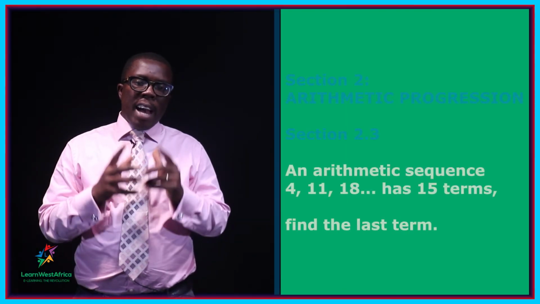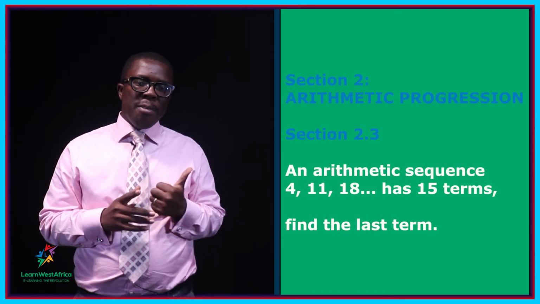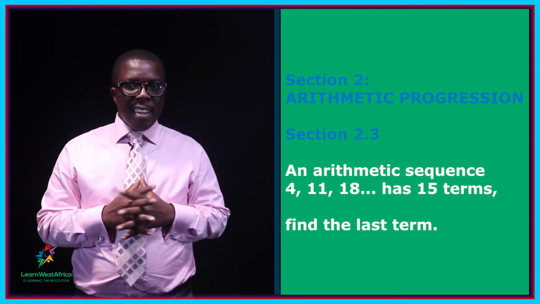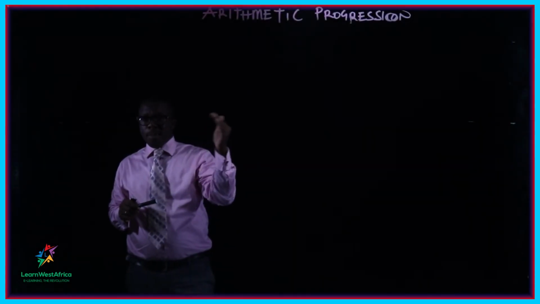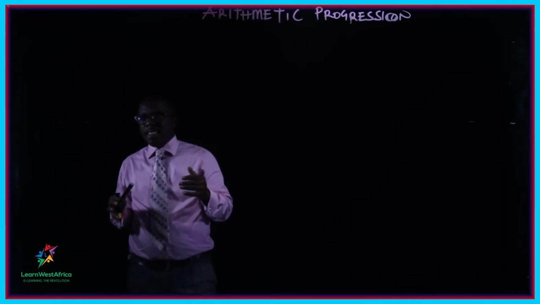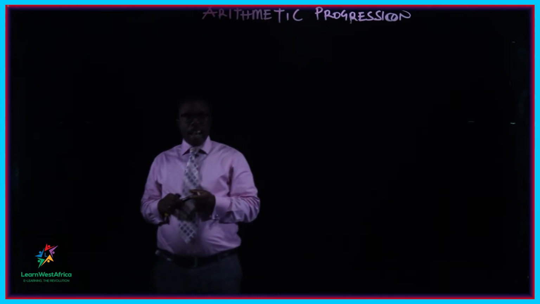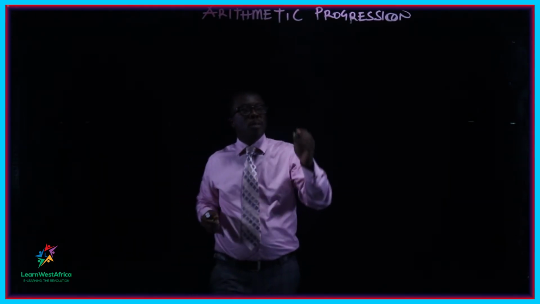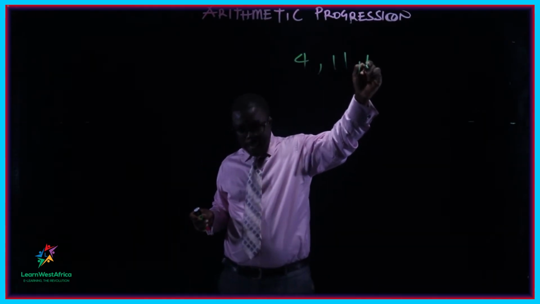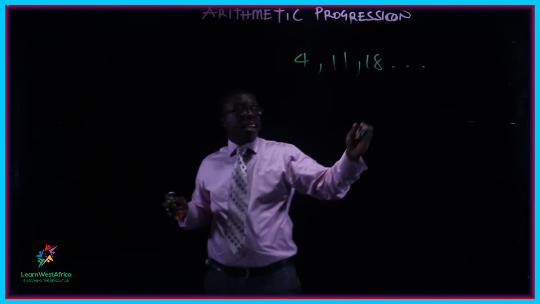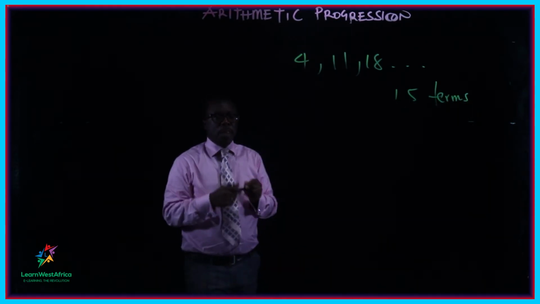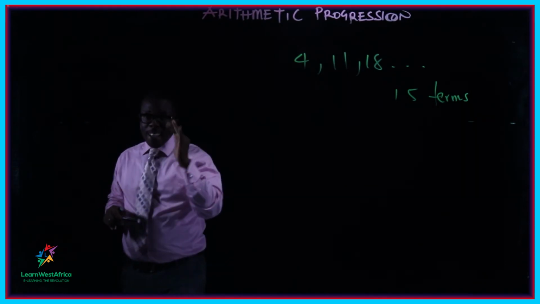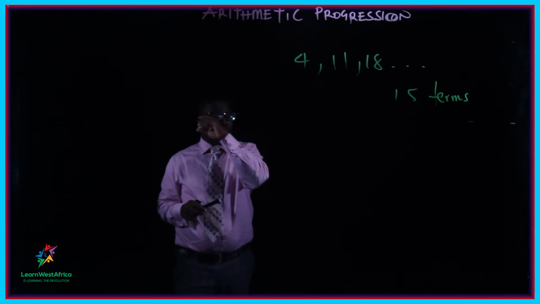Question 2. An arithmetic sequence 4, 11, 18 in continuation has 15 terms. Find the last term. Now this question also has the same connection with the last term effect. It says that an arithmetic sequence, an AP, is of the form 4, 11, 18, and the question tells us that it has 15 terms. We should find the last term of the AP, which has 15 terms.